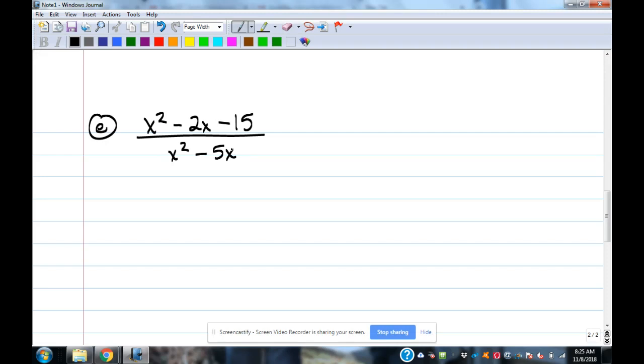All right. First thing we got to do before we simplify is get the excluded values. Okay? So I'm going to go over here on the side. What do I do to find the excluded values again? So the denominator equal to 0. So x squared minus 5x equals 0.